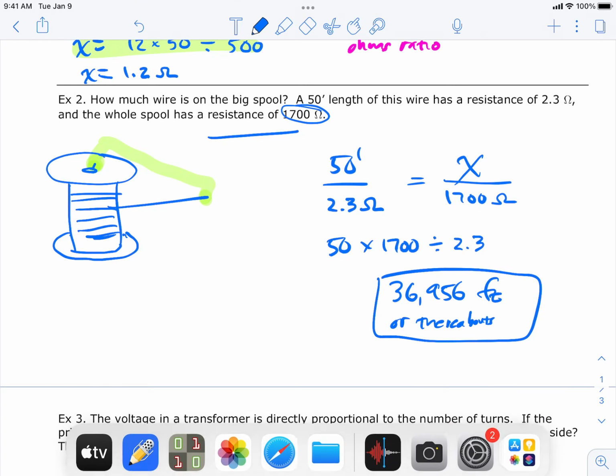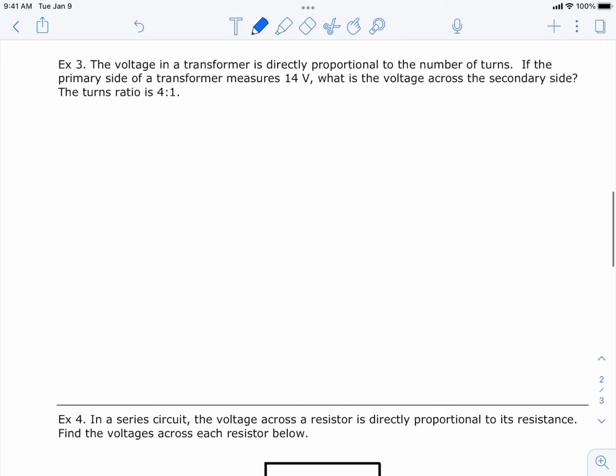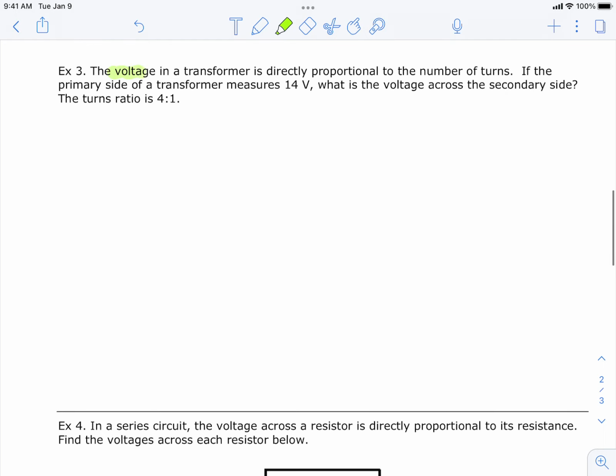Looking elsewhere in your electricity textbook, you'll see this directly proportional phrase show up again. Here it is again. The voltage in a transformer is directly proportional to the number of turns. Okay, well, what you know when you see the phrase directly proportional is that voltage to turns is going to stay constant. Voltage to turns is going to be the same ratio. So maybe what we should start with is, what the heck is a transformer, right? Let's start with that. That's a good idea.